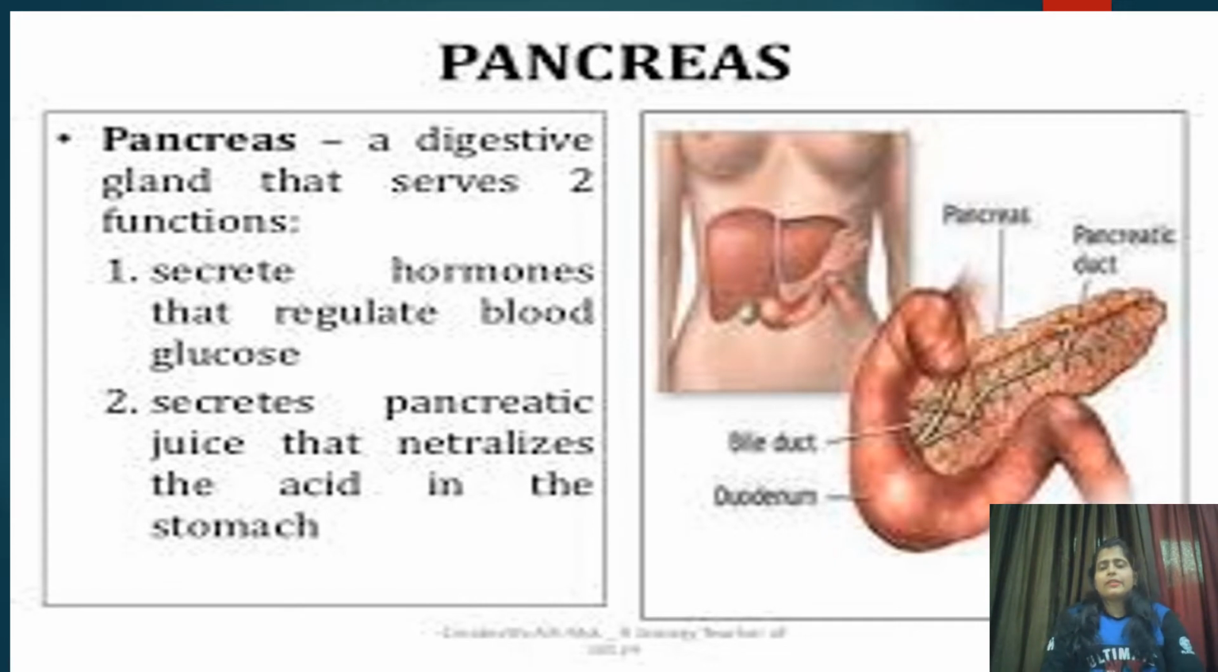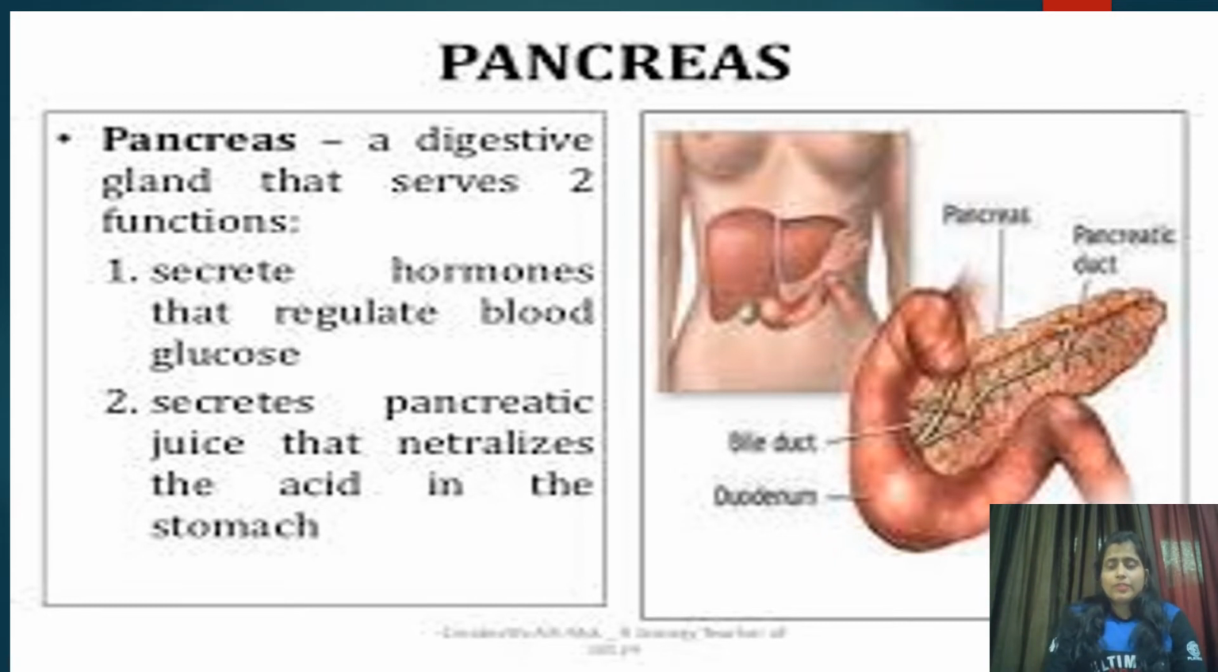Then we have the pancreas. We all know that the pancreas is a type of gland which secretes hormones that regulate the body sugar or blood glucose level in our body. But what's the role of the pancreas in the digestive system? Yes, the pancreas secretes pancreatic juice, and it neutralizes the acidic condition which we have discussed just before in the stomach. So pancreatic juice secreted from the pancreas is responsible for neutralizing the acid condition of the stomach.